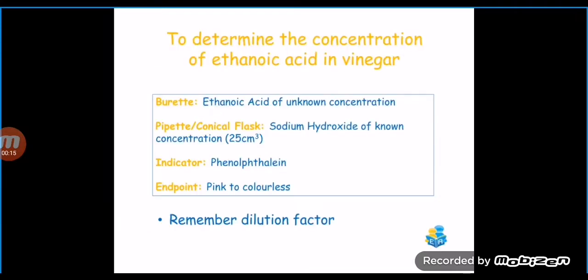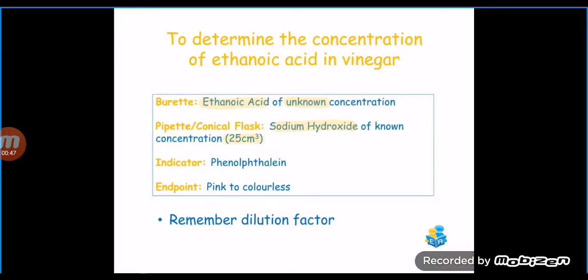So to start with, it's important to know what is in your burette, your pipette and conical, and what your indicator and endpoint colour is. So in your burette, you're going to have ethanoic acid, and it's going to be of unknown concentration. So when you're doing a calculation on the ethanoic acid experiment, you're going to be figuring out the concentration of the ethanoic acid itself. In your pipette and conical, you have sodium hydroxide, and this is of known concentration, and we usually use 25 centimetres cubed of it.